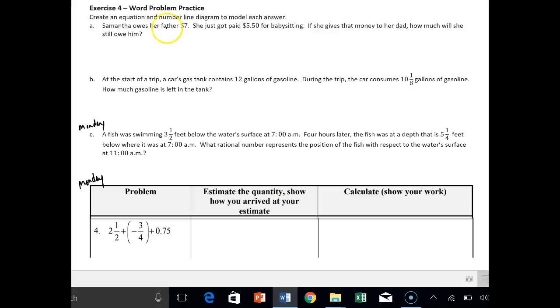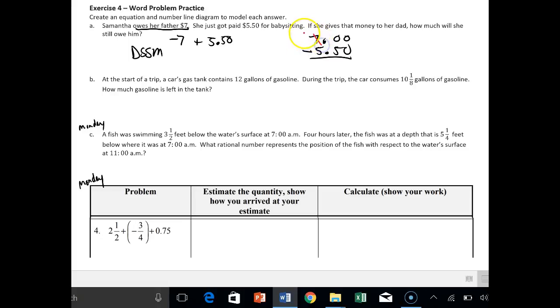All right, so Samantha owes her father $7. Owing money is always negative. She just got paid $5.50, right? Getting paid is addition. If she gives that money to her dad, how much does she owe? So basically, we're just trying to find how much more money does she owe. So we're saying negative 7, DSSM, right? Different sign, subtract, minus 5.50. Notice how I lined up my decimals. And you're like, wait, where's the decimal here? Well, right behind the 7, 0.0. So that's what we're going to subtract.